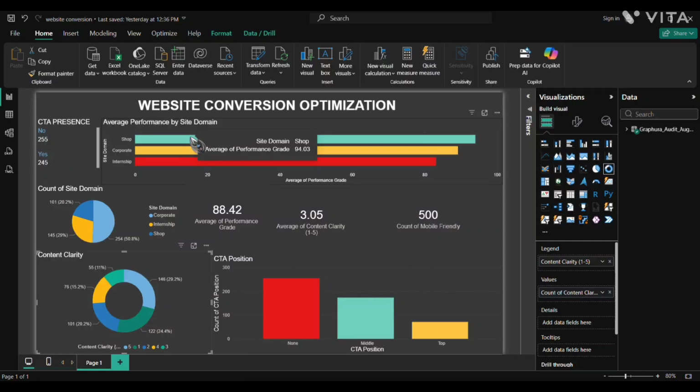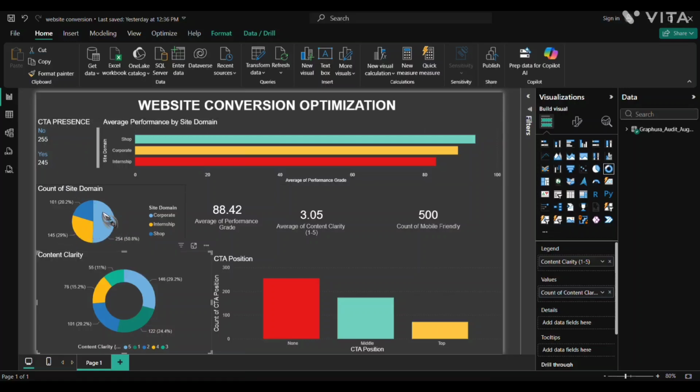This bar graph shows the performance of each type of domain that we have considered. We basically have three domains: shop, corporate, and internship. This card here presents the CTA in the pages. About a total of 255 website pages do not have a CTA, whereas the remaining 245 have a CTA.